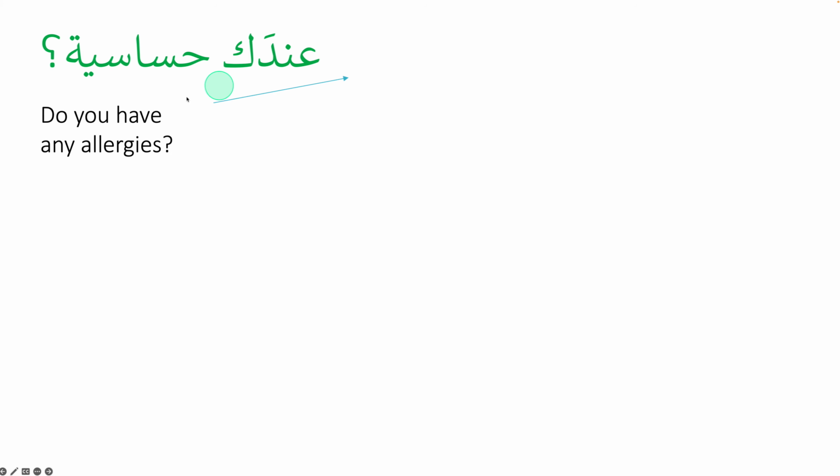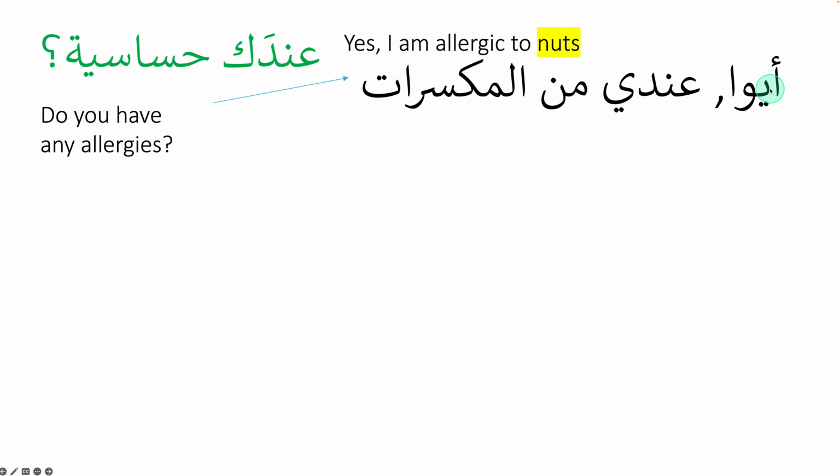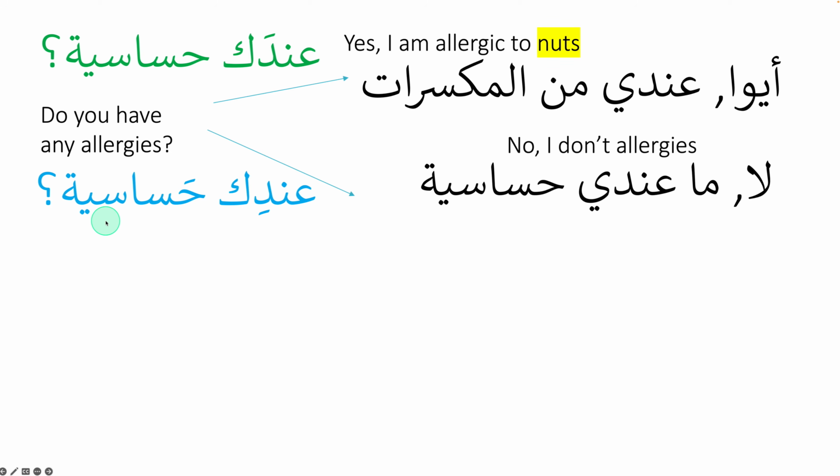Okay, and if we ask a man, do you have any allergies? You could say عندك حساسية? And he might say أيوة عندي من المكسرات. أيوة means yes, عندي, I have, من, of, المكسرات, which means nuts. And if you ask a woman, you would say عندك حساسية? She might reply لا, ما عندي حساسية. لا, ما عندي, I don't have, حساسية, allergies.